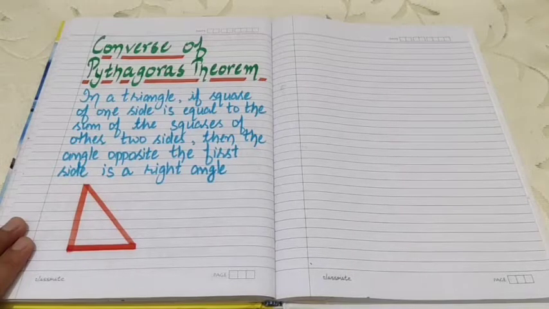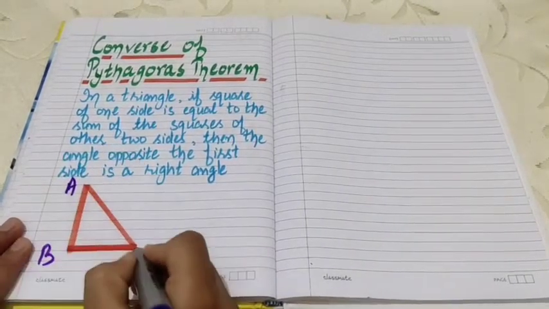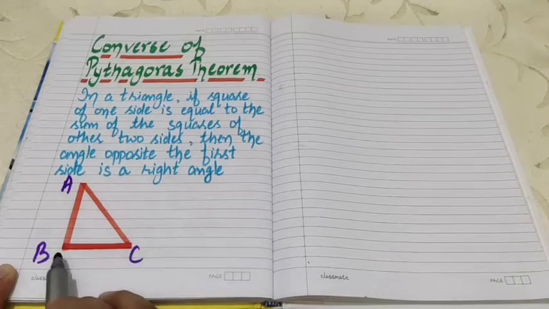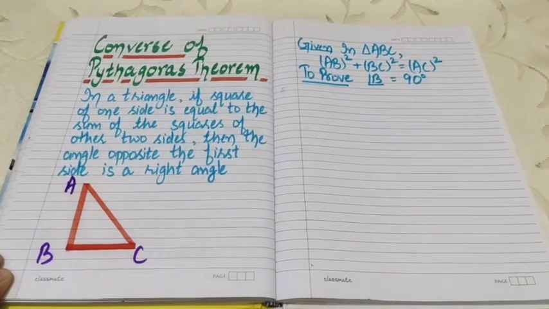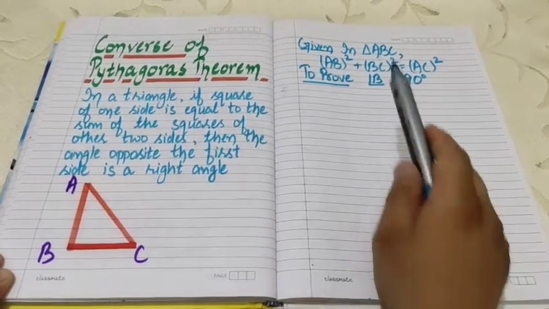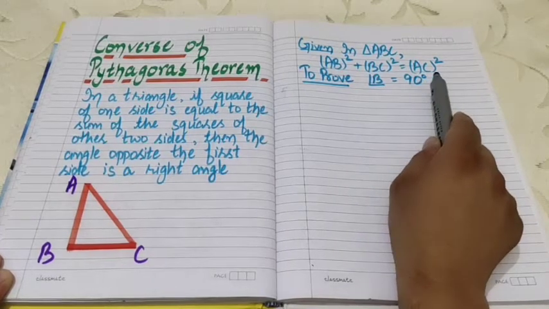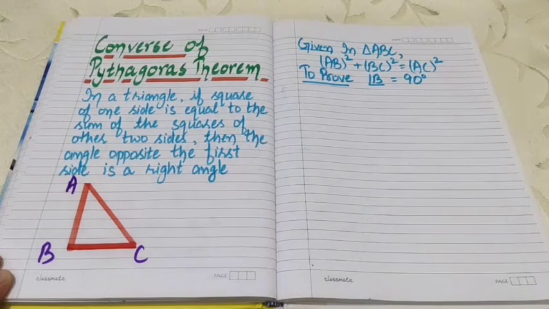a right angle. We have a triangle ABC in which AC square is equal to AB square plus BC square, and we have to prove that angle opposite to AC, that is angle B, is right angle. So here we mention given that in triangle ABC, AB square plus BC square equals AC square, and to prove is angle B equals 90 degree.